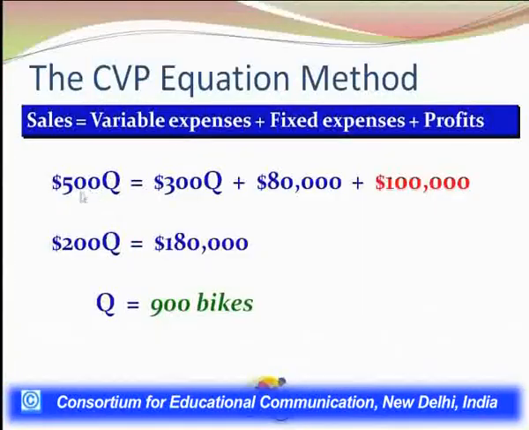So sales are 500 per unit, multiplied by the number of units to be sold, Q, because Q is what we have to solve. Right, 500 is the selling price, we know. Q is something which we are solving this equation for. And variable expenses are 300 per unit, we know, times Q units sold, plus 80,000 fixed cost, plus 1 lakh desired profit. So 500Q minus 300Q comes out to be 200Q, equal to 80,000 plus 100,000, which is 180,000. So you divide this 180,000 by 200, and the answer for Q would be 900 bikes. So the company needs to sell 900 bikes if it wants to earn a profit of 100,000 or 1 lakh.